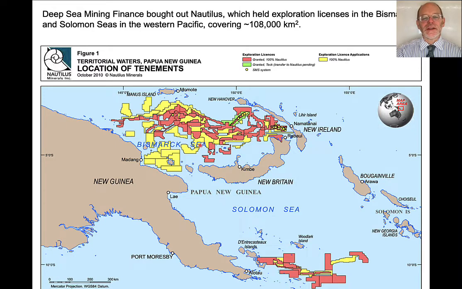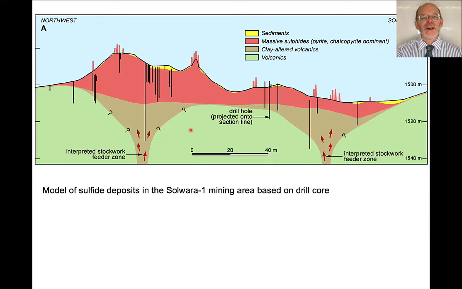So this is in the Western Pacific. And they went out of business a few years ago. They were bought up by deep sea mining. But these exploration licenses still exist, and it is still being considered as a potential economic source of copper and zinc. So here is a cross-section that was developed for one of these mining prospects.